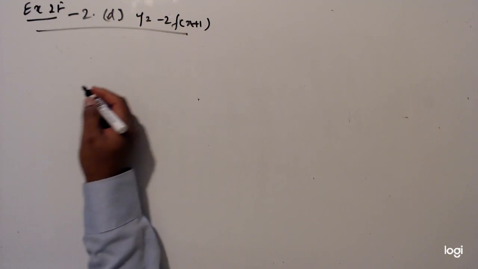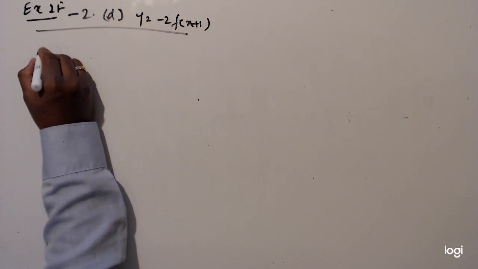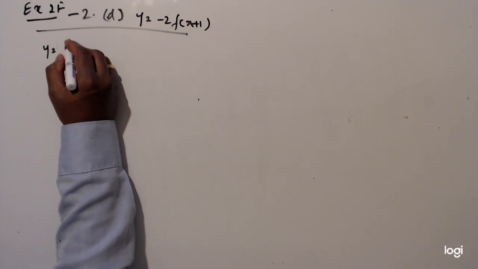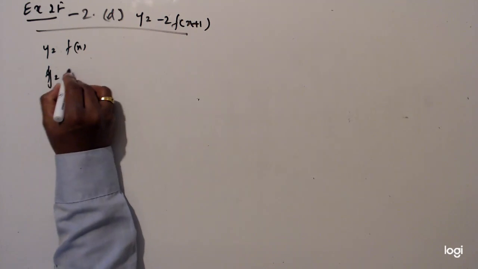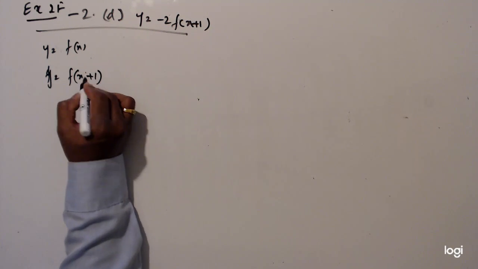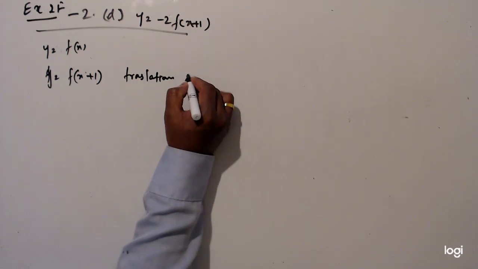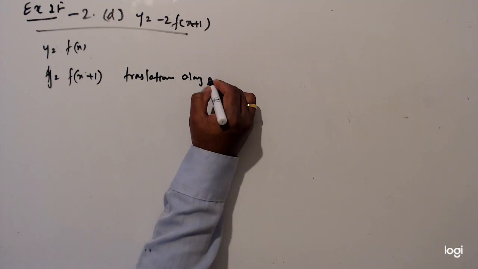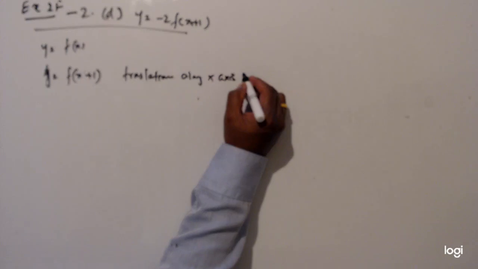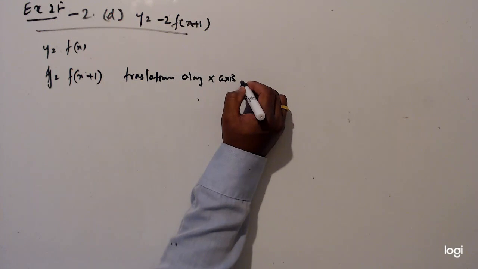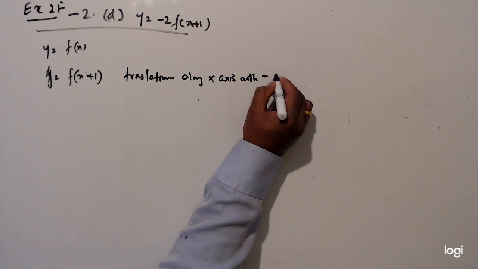Part D. Y equals f(x), then y equals f(x plus 1). This is a translation along the x-axis with minus 1.